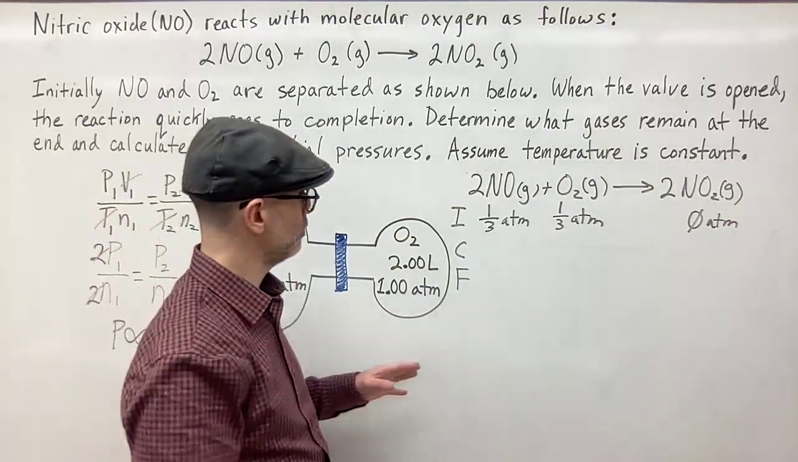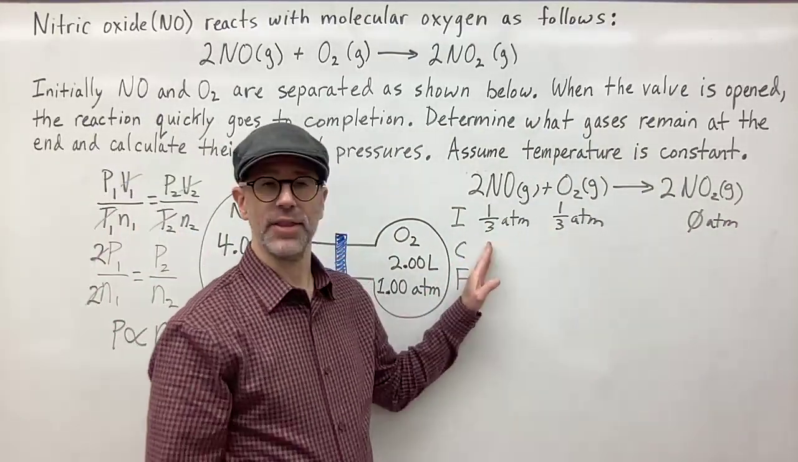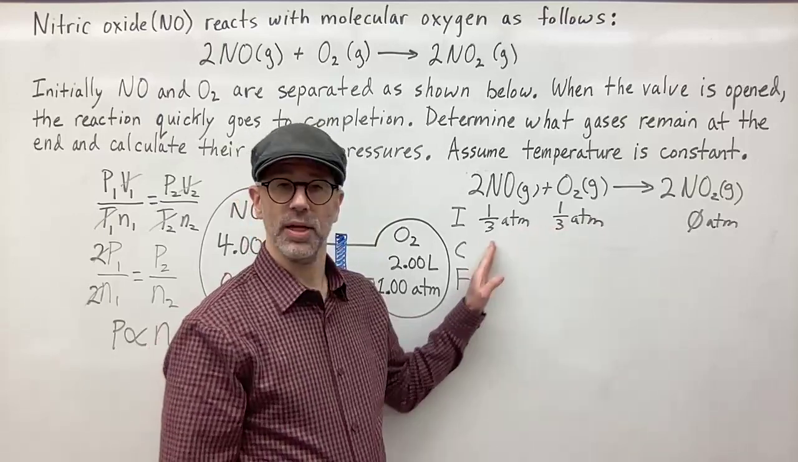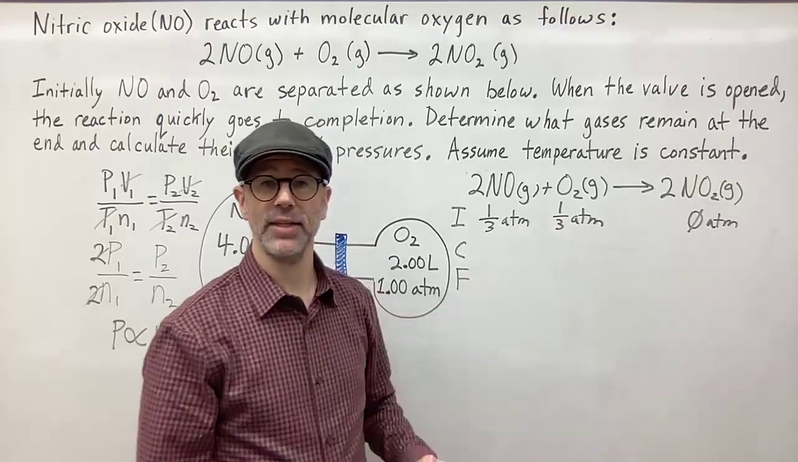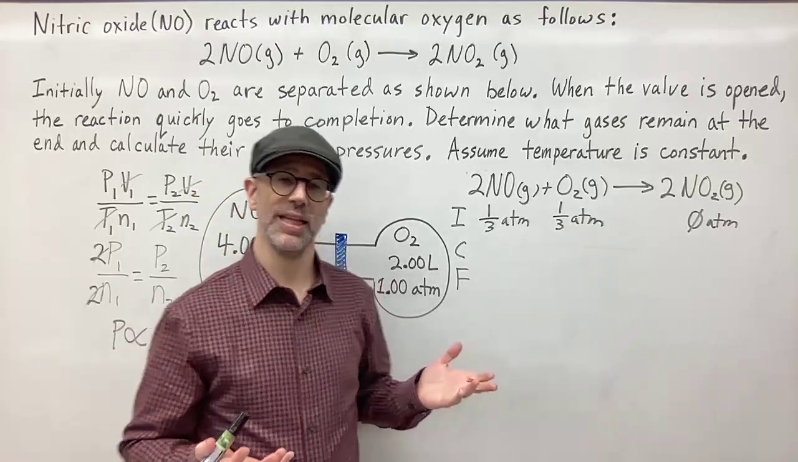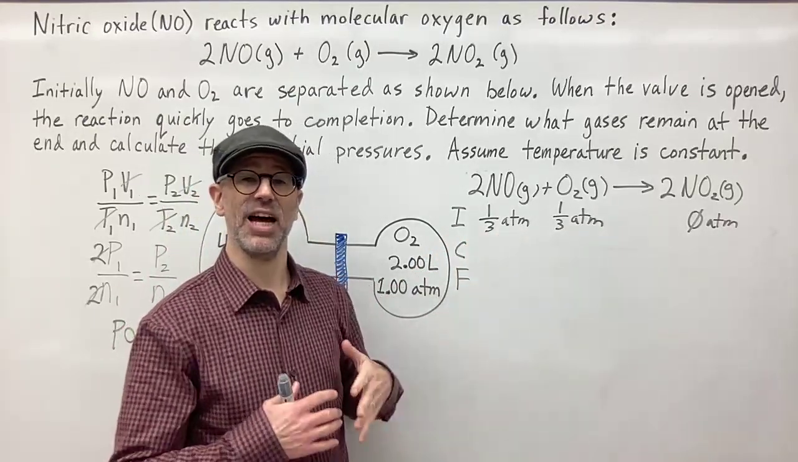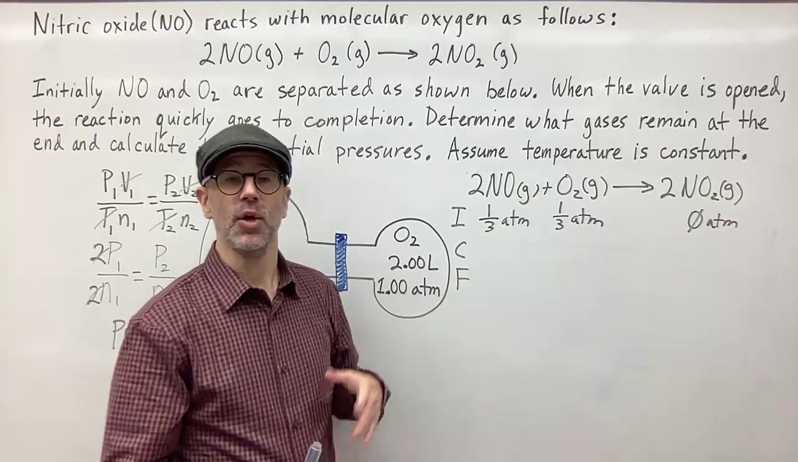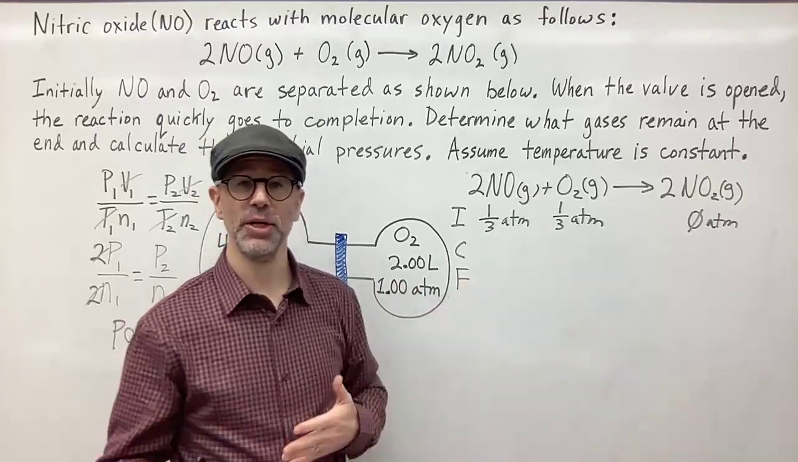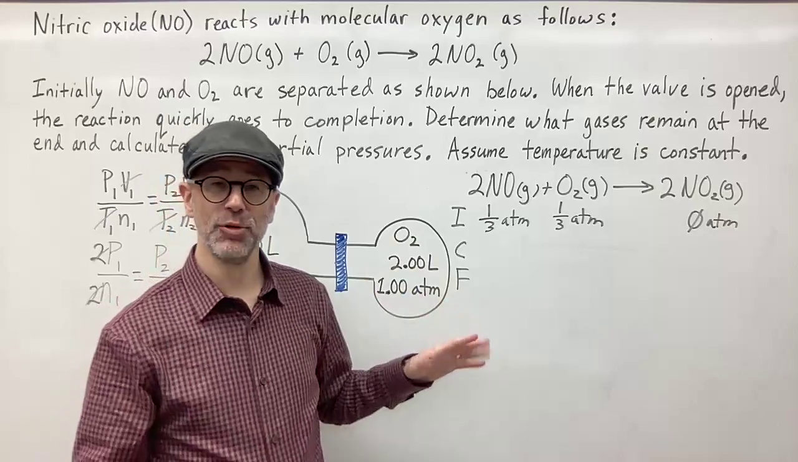Okay, now notice that they're giving me amounts of each of the reactants. I don't know which one is the limiting reagent, so I have to figure out which one of these is going to end up disappearing first. The one that runs out first is the limiting reagent, and so that's going to stop the reaction.